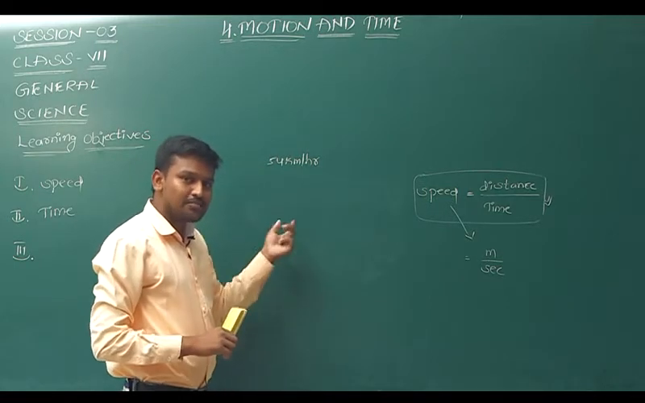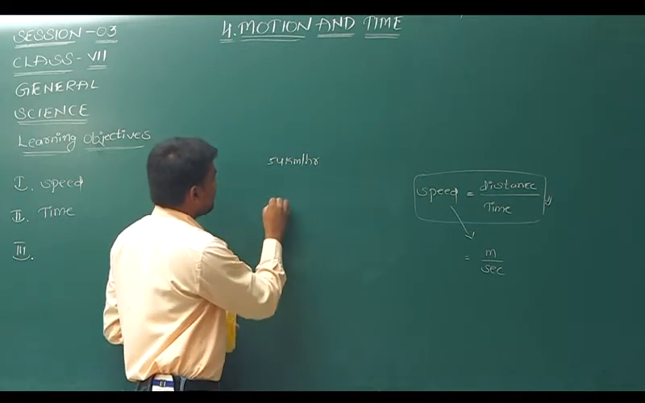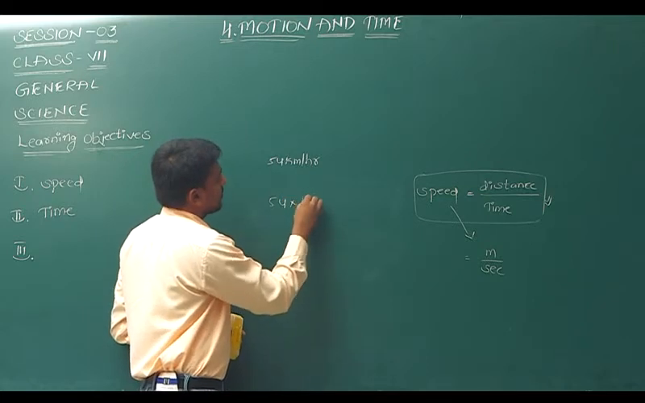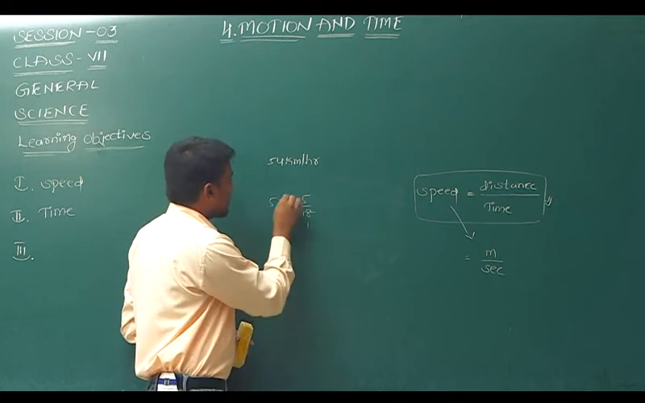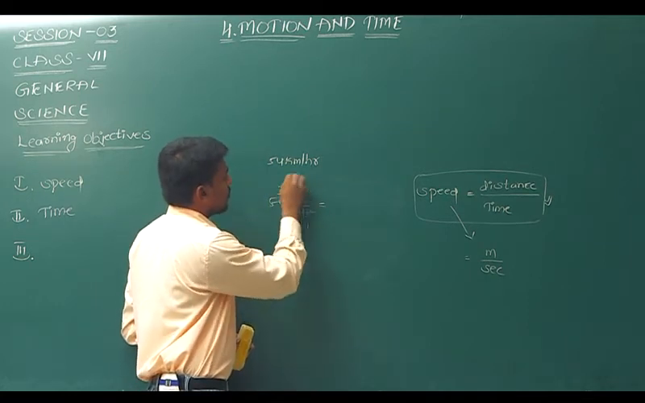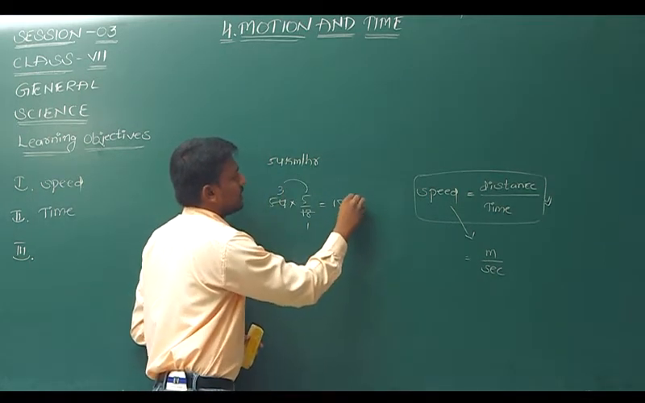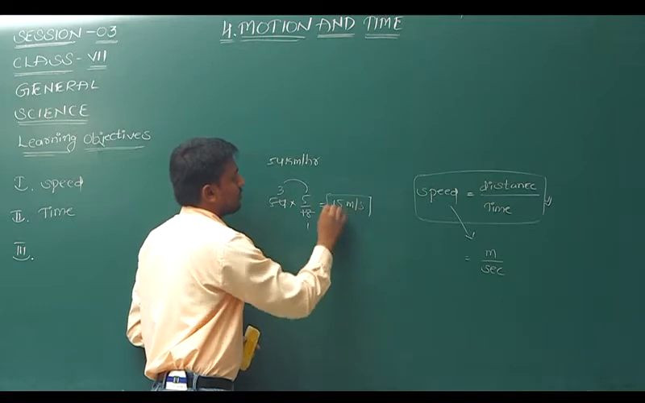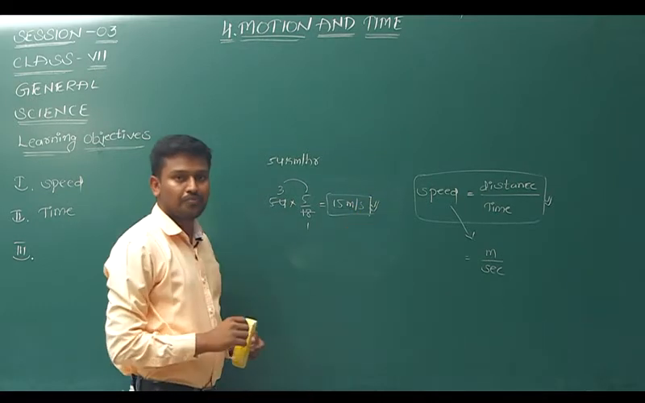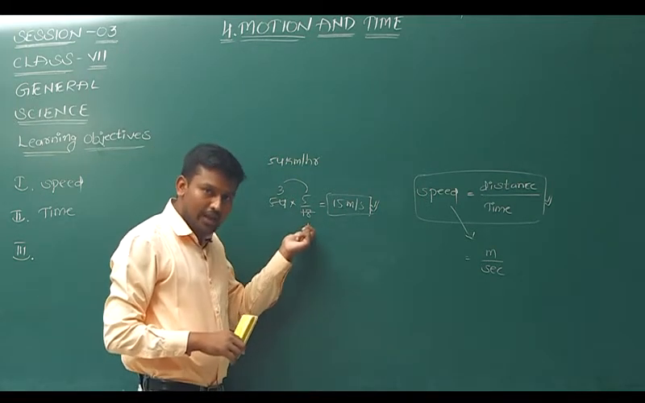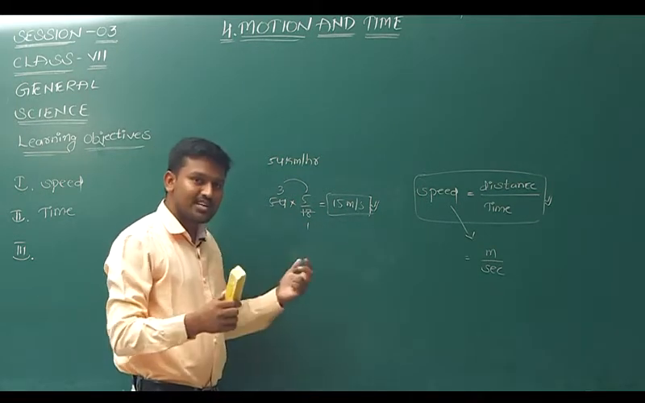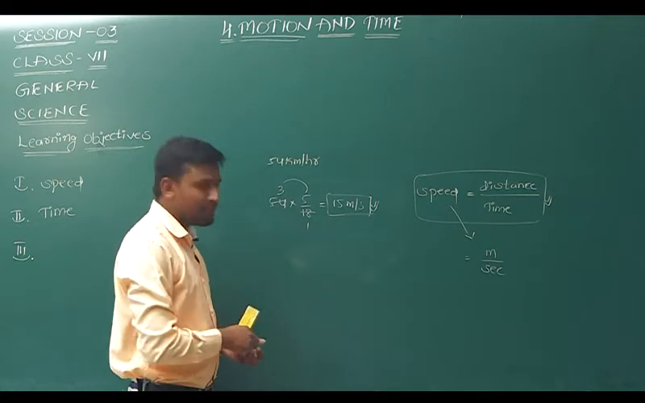To convert this into meter per second, we have to multiply with 5 by 18. Okay. So 18 threes are 54, 5 threes are 15, then we can write it as 15 meter per second. You may have a doubt, sir, why do we need to multiply 54 with 5 by 18? What is the reason? Yes, we will find out now.